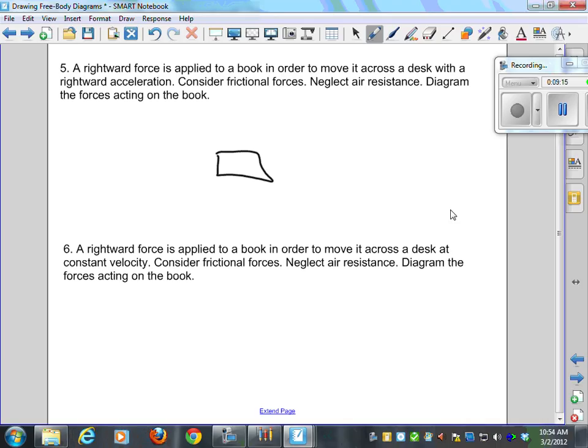Okay, good. A rightward force applied to a book in order to move it across a desk with a rightward acceleration. Consider friction. So here we've got a weight force. We've got a normal force. We've got friction going to the left. There's an applied force to the right. It is, however, accelerating, so that means that the friction force is less than the applied force.